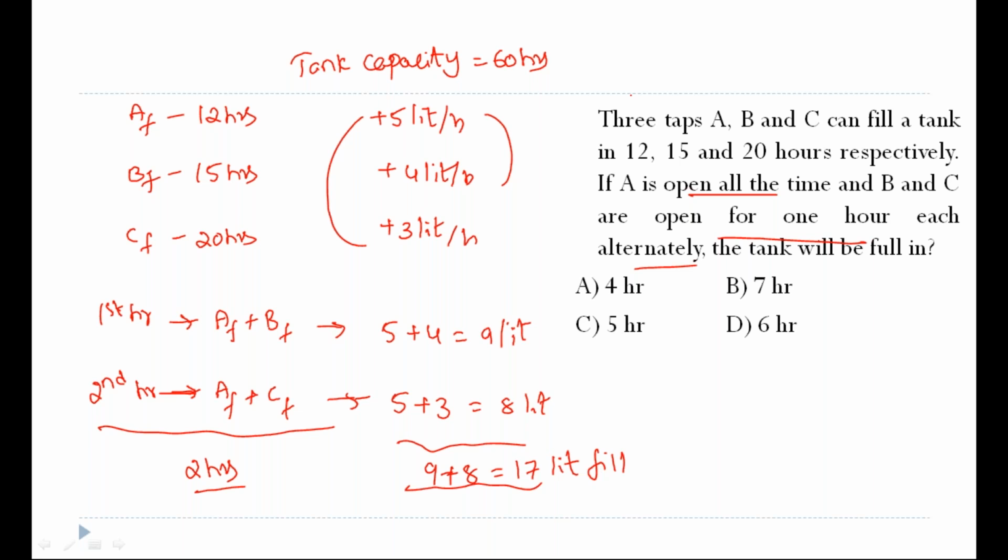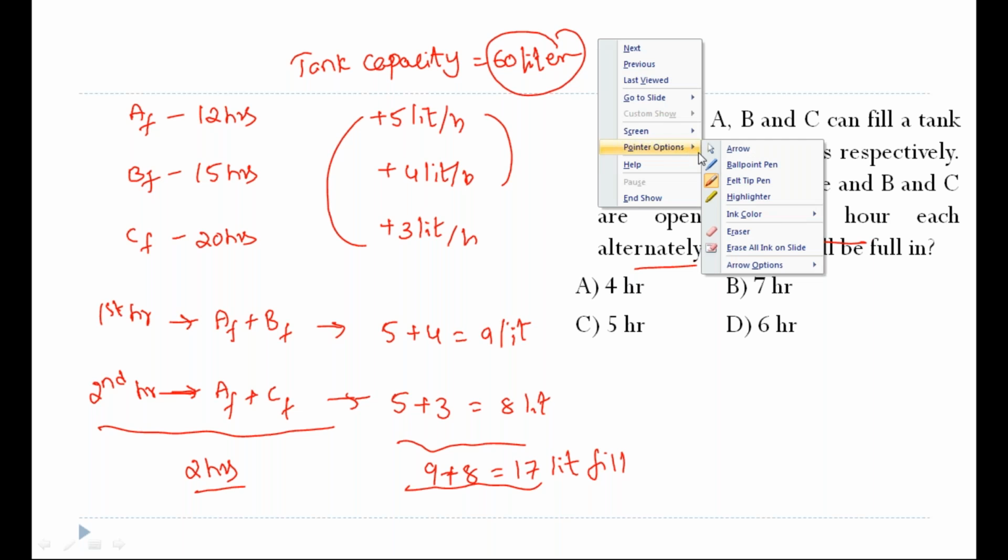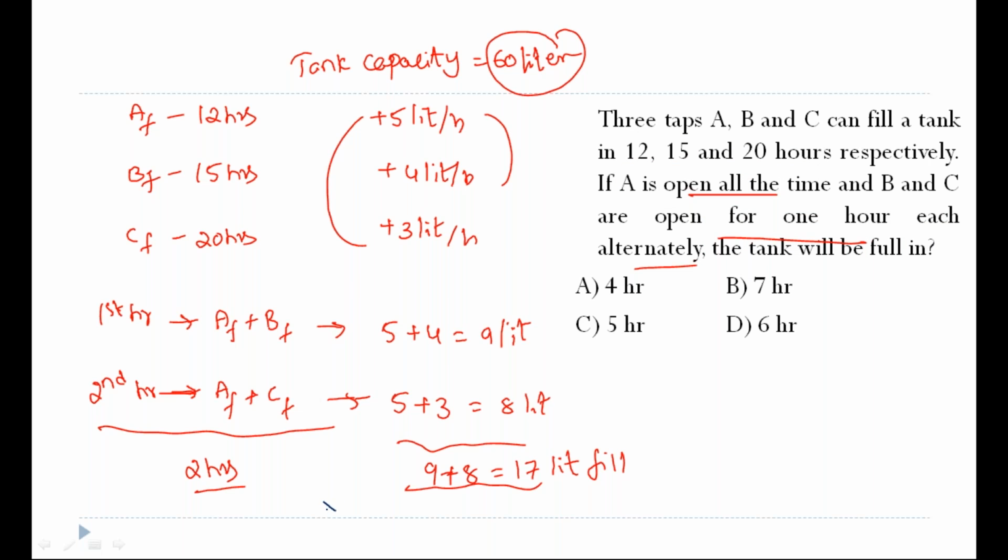Fine. Now our target is 60 liters. Sorry, not 60 hours, 60 liters. Tank capacity is 60 liters. Our target is 60 liters, right? Now for that, okay, what I'll do, I'll do into 3 for this so that I'll go close to that. So 6 hours completed. What happened? 51 liters filled. In 6 hours, 51 liters are filled.